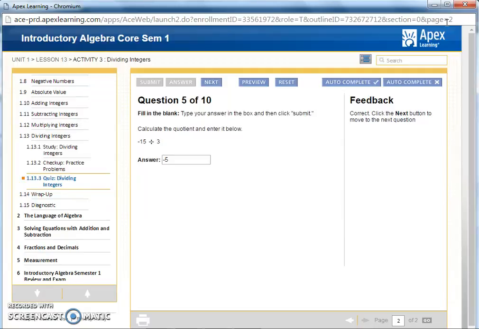It's really that simple. I hope that helps you out. That should get you through the end of Unit 1, and you should be able to move on to Unit 2 with that information.